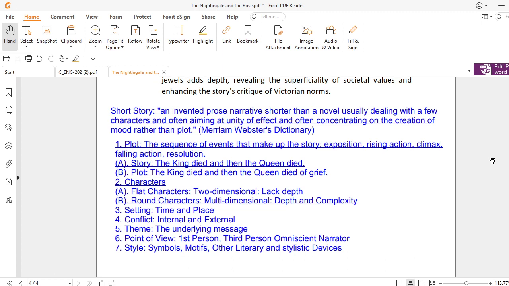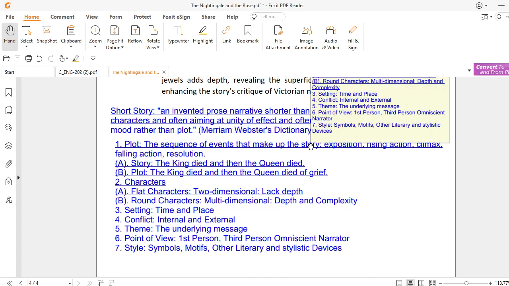Different books have written different elements of the short story, but I have written these 7 points. The first element of the short story is called the plot. So what is the plot? The sequence of events that make up the story.